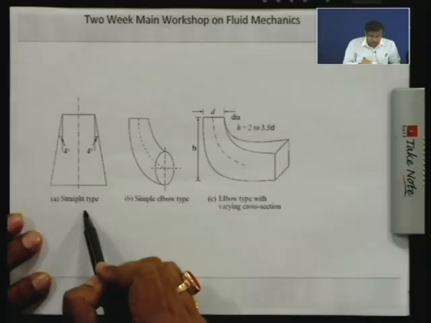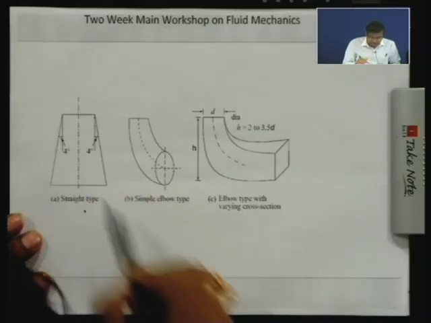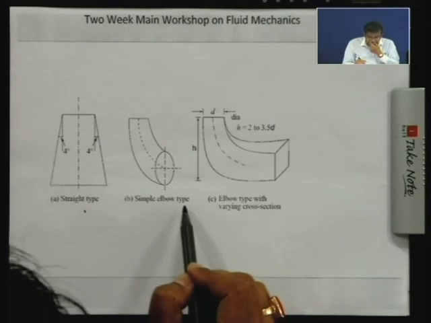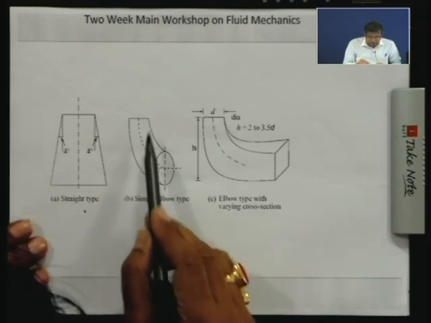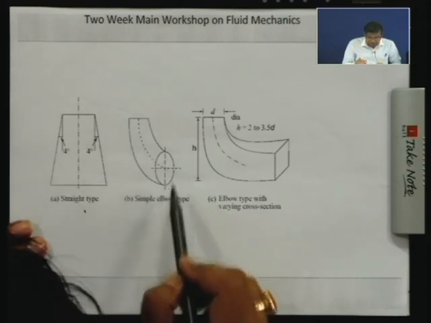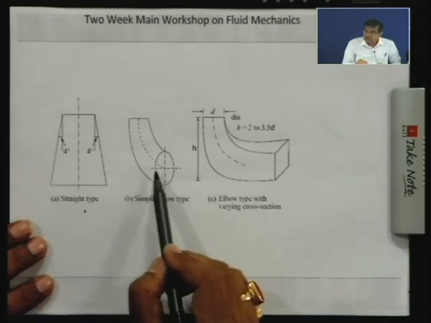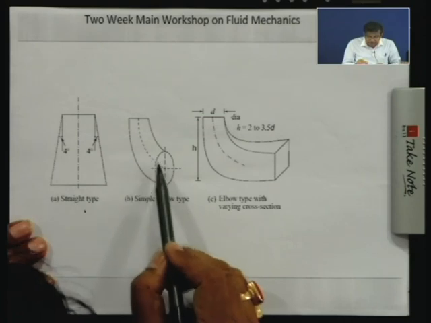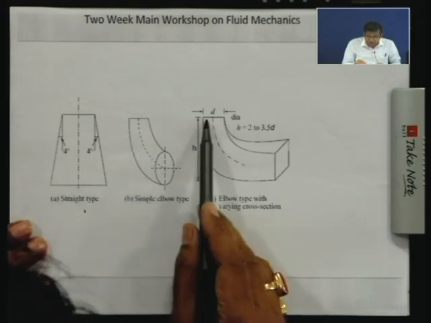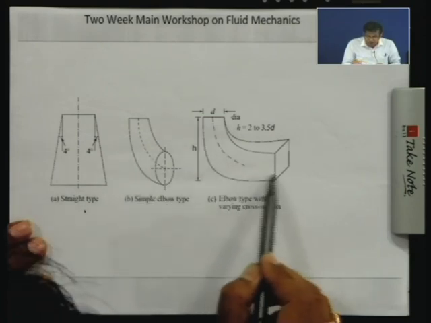Now, the draft tube is designed in certain ways. This is a straight draft tube, a divergent part. There are some simple elbow type draft tubes, which have an elbow cross section. This minimizes the losses due to separation and makes the flow uniform. This is an elbow type with varying cross section.